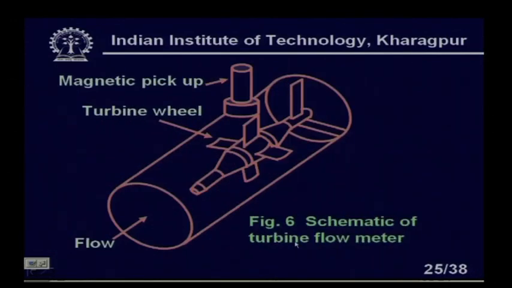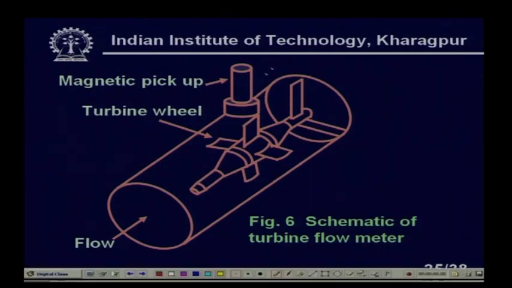You see, this is our turbine flow meter. We have a magnetic pickup. What is that magnetic pickup? This is a permanent magnet on which a coil is wound. Two terminals come out, and these two terminals will measure the voltage E. Inside the magnetic pickup is a magnet.